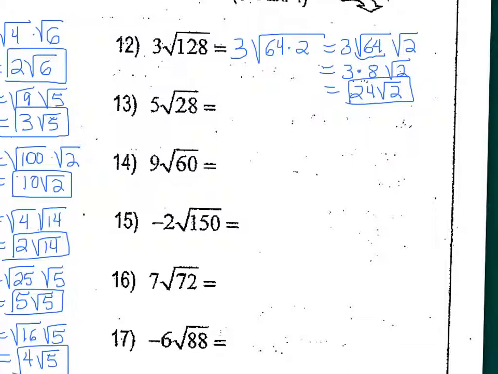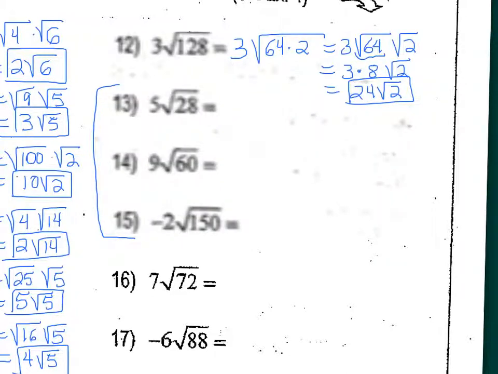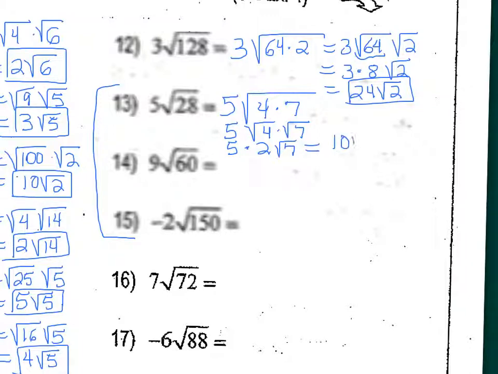Number 13. Go ahead and try number 13 all the way to 15. See if you can do those three. So for number 13, any volunteers? What are the factors of 28? 4 times 7? I believe 4 is the biggest number that goes into 28, because 9 doesn't go, 16 doesn't go. 14 is not a perfect square, neither is 2. So I cannot use those two numbers. One of them has to be a perfect square, so be careful. So it's 5 square root of 4, square root of 7. What's the square root of 4? 2. So it's 5 times 2, square root of 7, and the answer is 10 square root of 7.